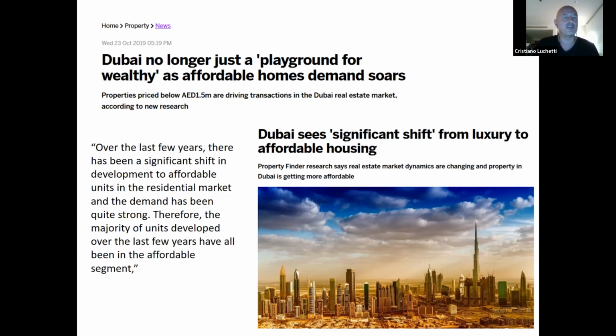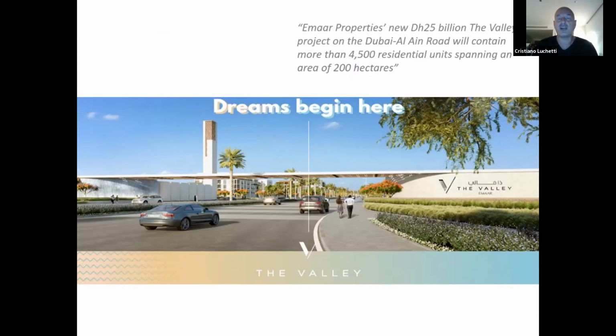Here it says that over the last few years there has been a significant shift in development of affordable units in the residential market, and demand has been quite strong. But where to find a possible location for these affordable homes, if the land is so pricey, especially in the center of the city? Of course, in the desert.